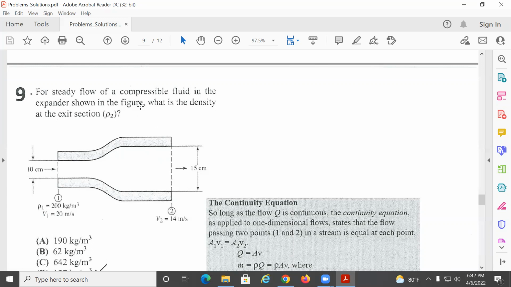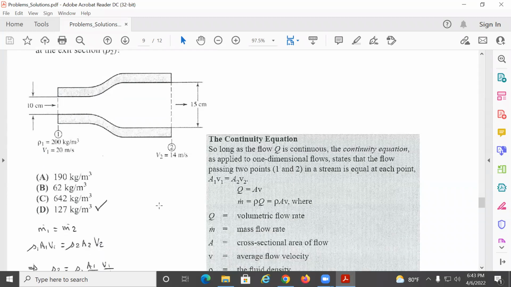So for a steady flow of a compressible fluid, if it's compressible, it means that the density from here to here can change. For a steady flow of a compressible fluid in the expander shown in the figure, what is the density at the exit? So you see, that's what I was just saying. If they say it's compressible, that means that the density is not constant, meaning that the density here is not going to be the same as the density here, and that is exactly what we need to find.